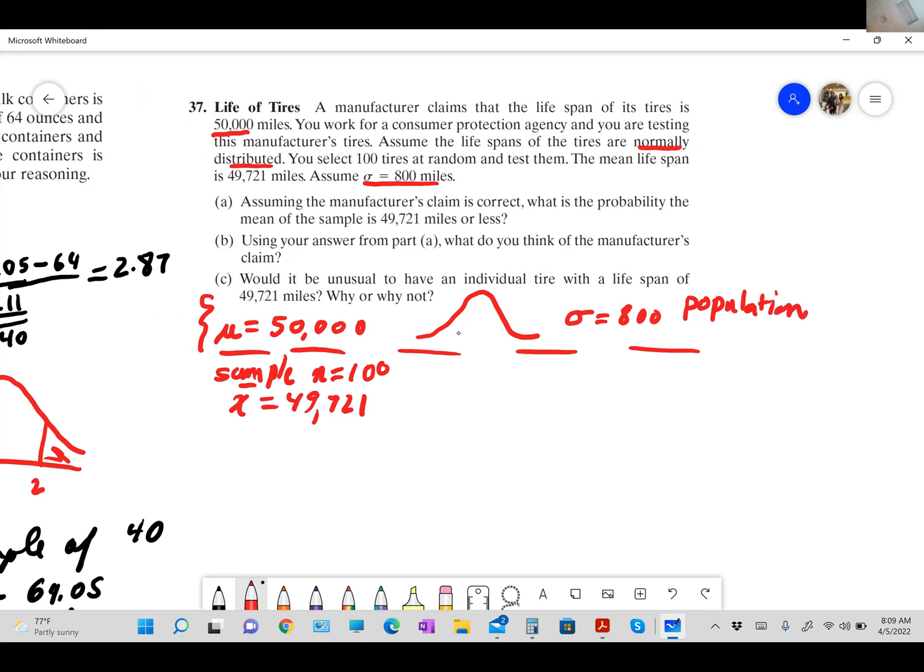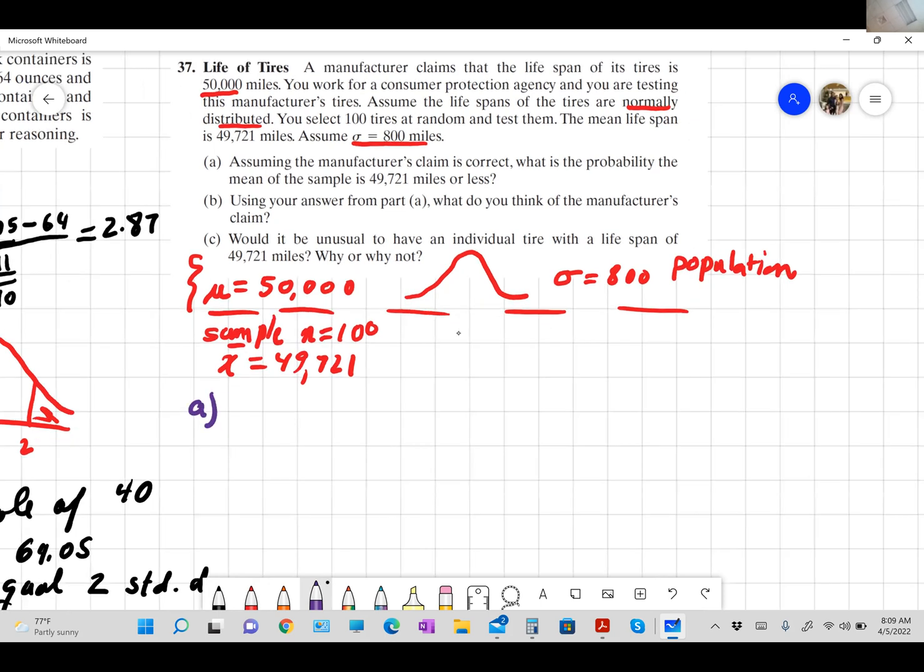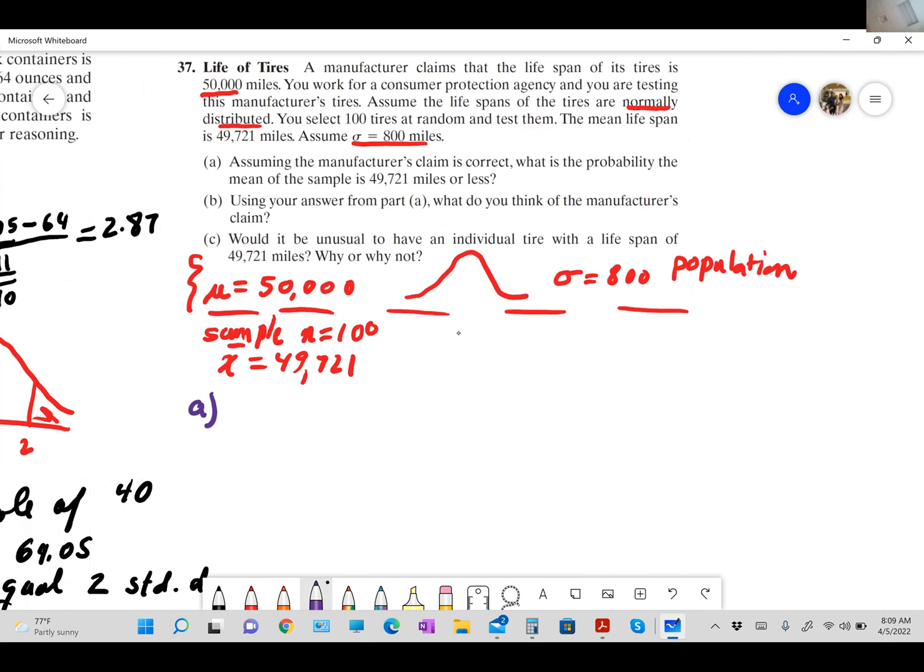So it says here, part A, I'll do this in purple. It says, assuming the manufacturer's claim is correct, what is the probability the mean of the sample is 49,721 miles or less? So what is the probability that the mean of the sample is 49,721 miles or less? So that's less than or equal to.